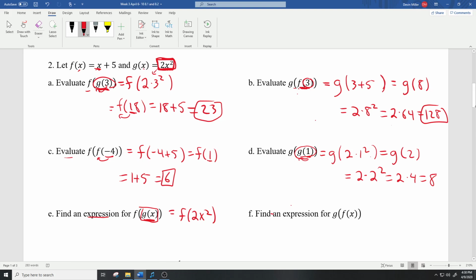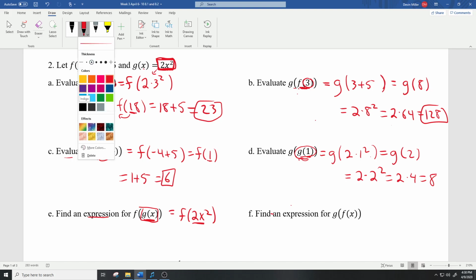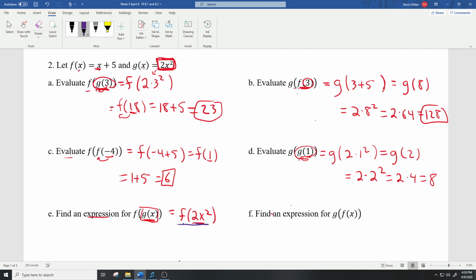So usually people are okay with that. Students are fine with that part. The hard part is this next step. So how do we evaluate this? F of 2x squared. Well, this is telling you to take the 2x squared. Take that 2x squared, and we're going to plug it in to the f function. So find the f function again. That is x plus 5. So wherever you see an x, which would be right here, you're going to replace this x with 2x squared.